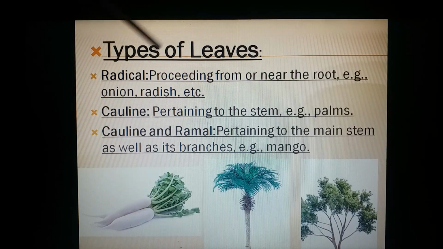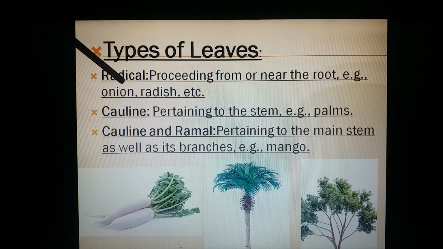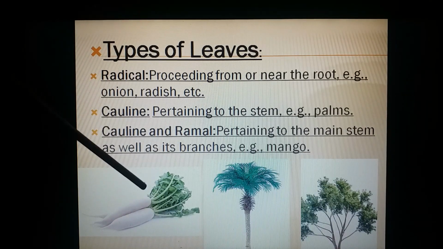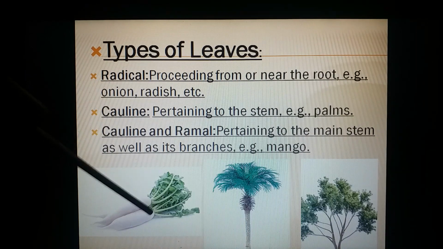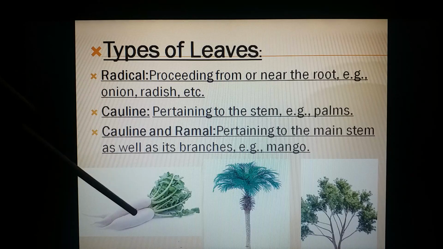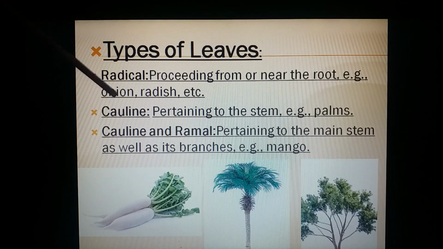On the basis of origin, the leaves are fundamentally classified into three kinds: the radical, the cauline, and the ramal. What are radical leaves? In some cases, the stem is very much reduced. The leaves appear to be developing, originating from the root itself. Hence, such leaves are called radical leaves. We could see them in the case of onion, radish, carrot, etc.